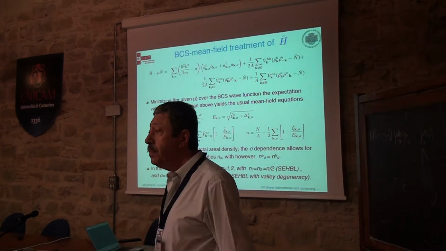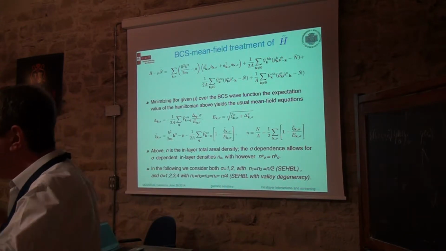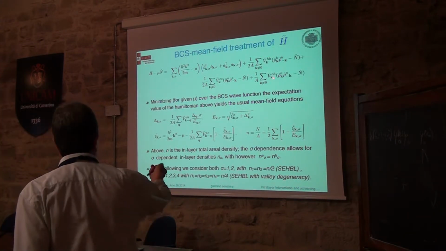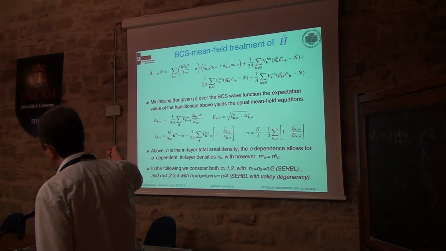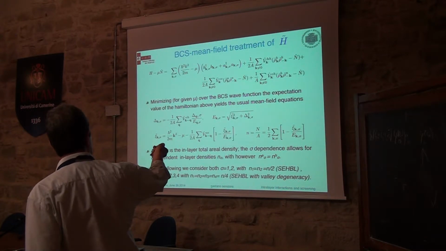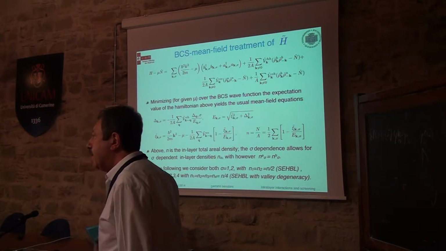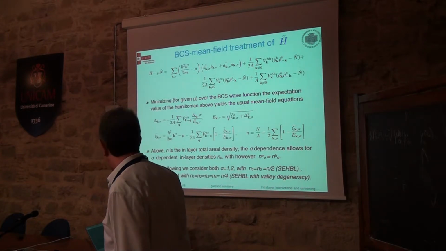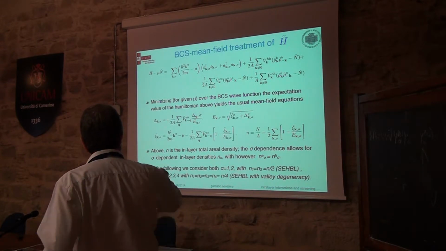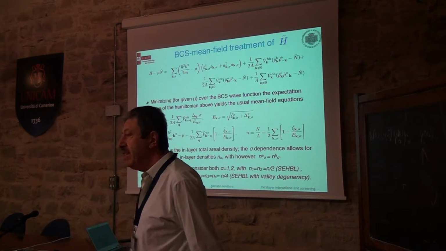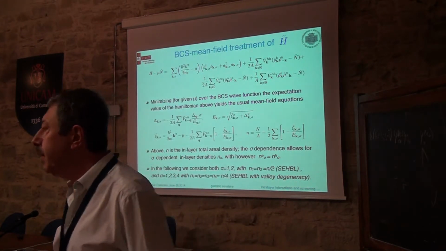Now, when you go to the BCS treatment, you take the average of that Hamiltonian, and you get this equation. Sorry, this will be an effective Hamiltonian. Of course, all these are effective interactions. At the moment, I'm plugging all of them in there. Then you take the average on the usual BCS state, and you minimize.